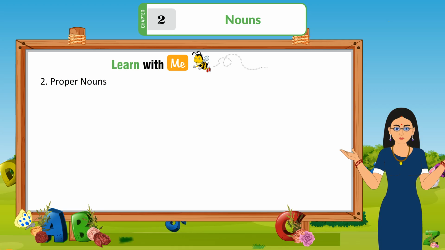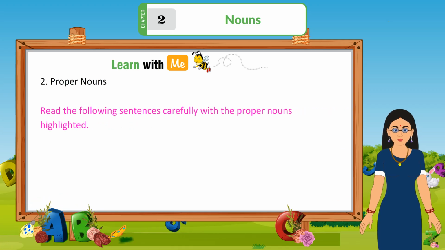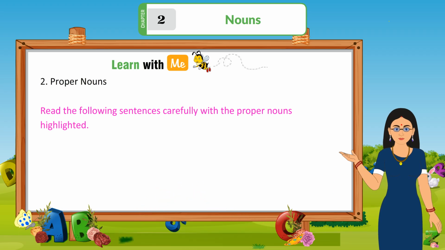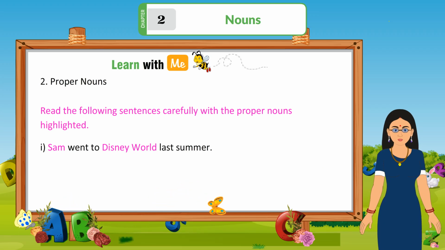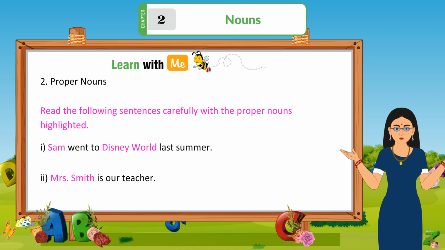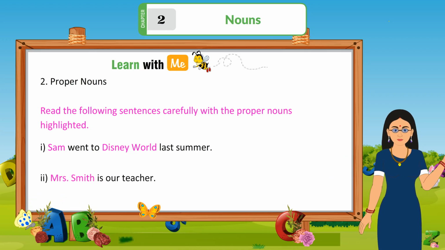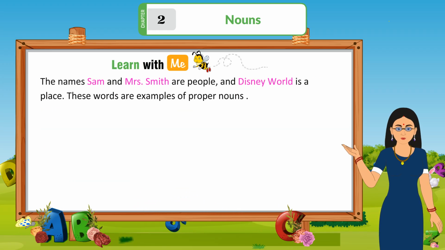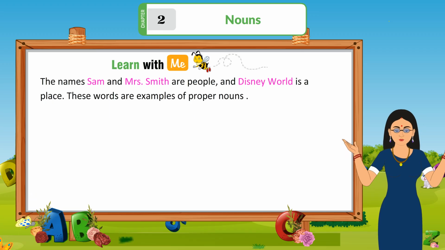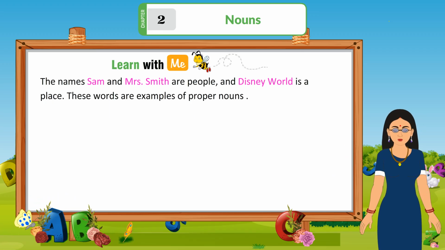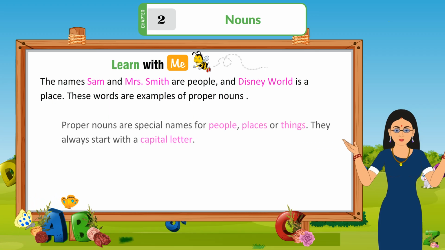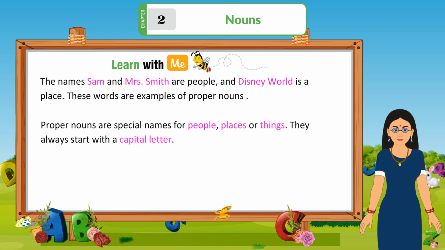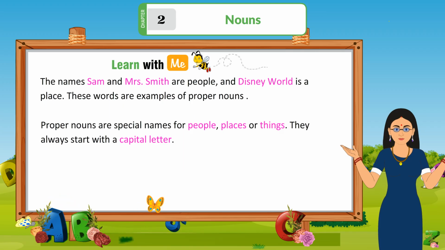2. Proper nouns. Read the following sentences carefully with the proper noun highlighted. 1. Sam went to Disney World last summer. 2. Mrs. Smith is our teacher. The names Sam and Mrs. Smith are people and Disney World is a place. These words are examples of proper nouns. Proper nouns are special names for people, places or things. They always start with a capital letter.